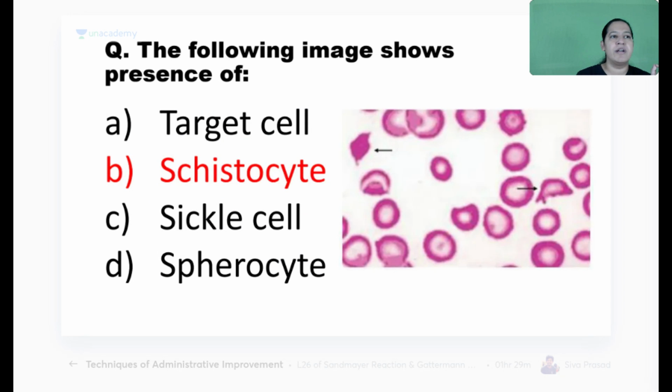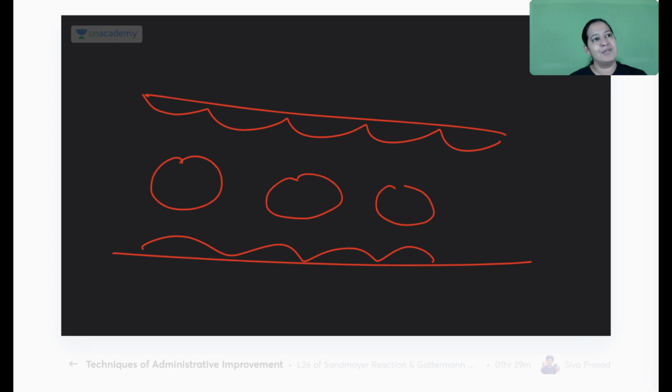Now see the image and tell me what it is. What is this cell and this cell? It is a schistocyte. It is not sickle cell anemia. Those who have marked sickle cell anemia, please correct yourself. Done. So that is schistocytes.